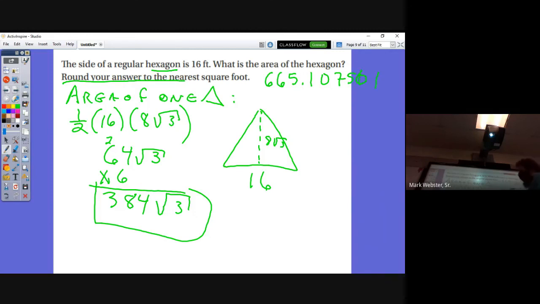665.1075.101. And then you say to yourself, all right, I want it to the nearest square foot, nearest whole number. So I'm looking at, is that 5 or bigger? And the answer is no, right? So the answer just is 665 square feet for my rounded final answer.